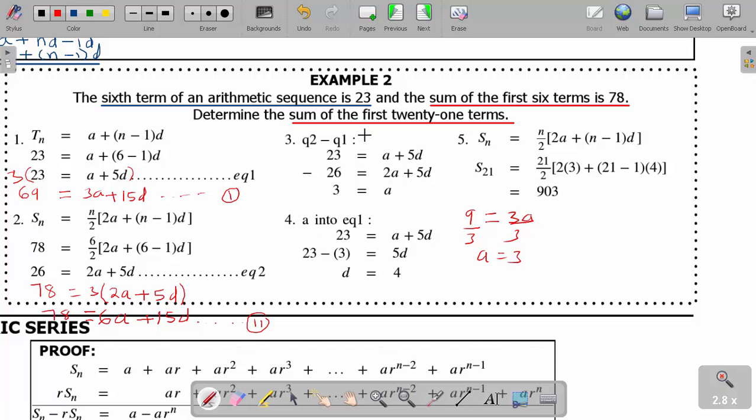After getting d as 4 and a as 3, I come back to check what they want. I must find the sum of the first 21 terms. So S21, my n is 21, my a is 3 and my d is 4. If I simplify, I'm going to get 903. Hope we are together. That was to do with arithmetic series. Let us proceed to geometric now.